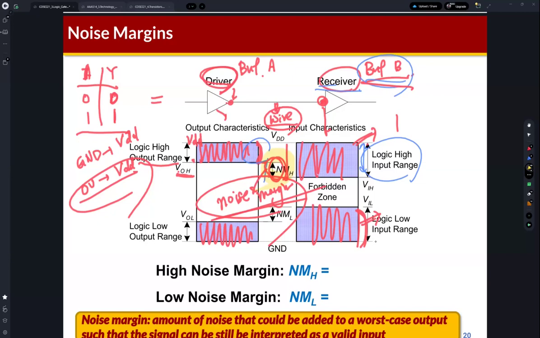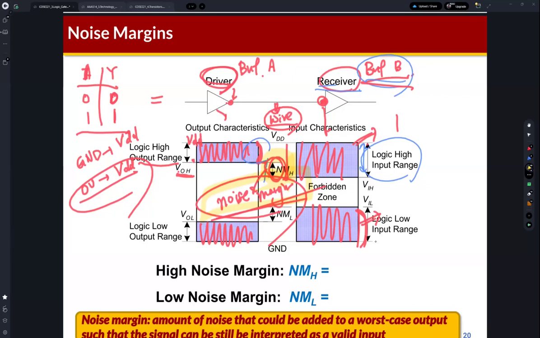So as I mentioned, there are many noise sources, and the signals can be distorted because of noise. But if this amount of noise is added, then the circuit will work correctly. If the amount of noise is larger than the noise margin, then the circuit may work incorrectly. So the noise margin is the allowable amount of noise in the system.